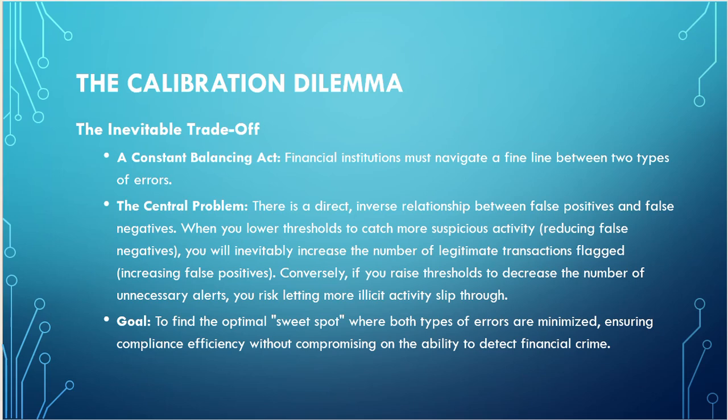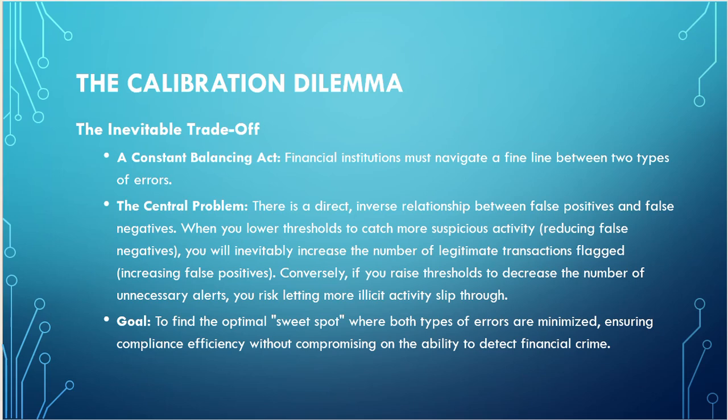So we are not able to predict that easily. When you lower the threshold to catch more suspicious activity, reducing false negatives, you will inevitably increase the number of legitimate transactions flagged. Conversely, if you raise the threshold to reduce the number of unnecessary alerts, your risk will increase, and your system is not able to properly detect the red flags, the true positives, the transactions which are genuinely suspicious. Your manual effort and human interaction also increase.